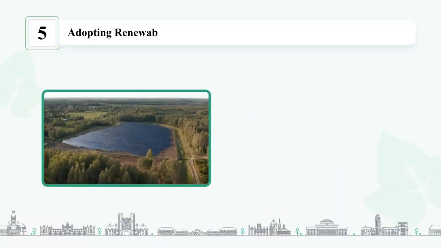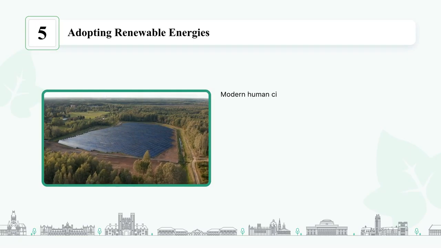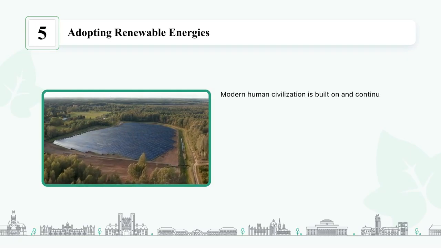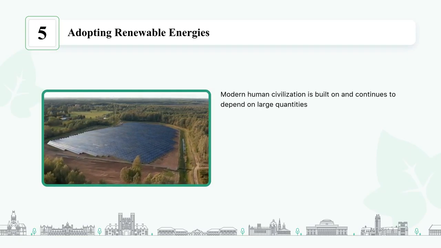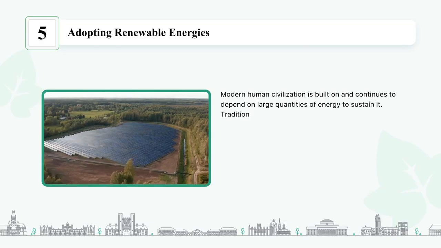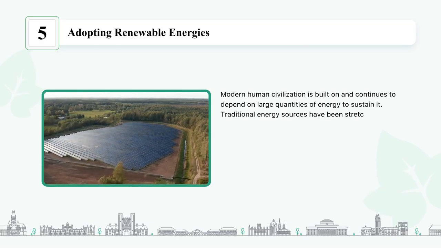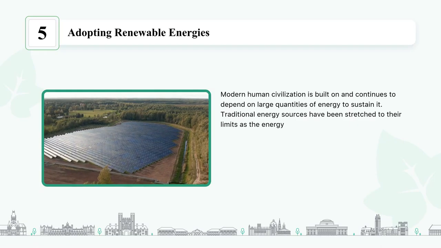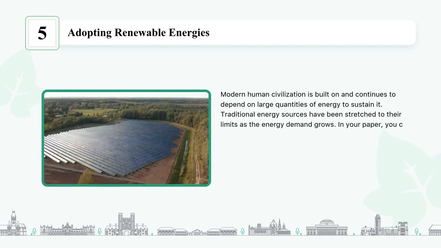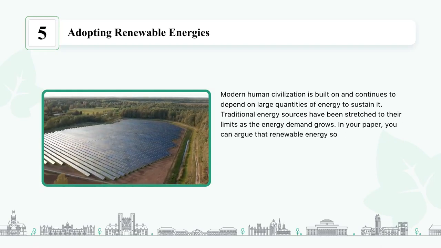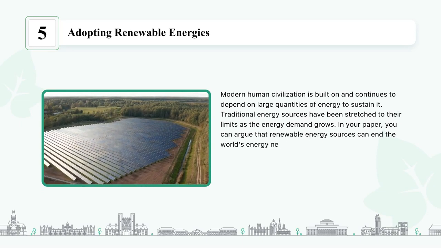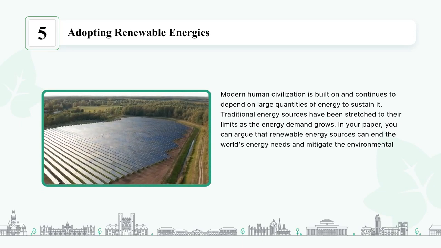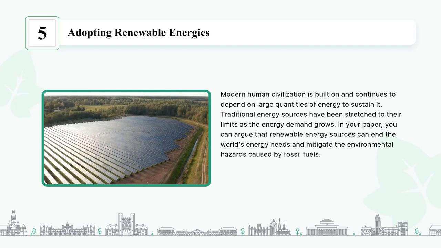Adopting renewable energies. Modern human civilization is built on and continues to depend on large quantities of energy to sustain it. Traditional energy sources have been stretched to their limits as the energy demand grows. In your paper, you can argue that renewable energy sources can end the world's energy needs and mitigate the environmental hazards caused by fossil fuels.